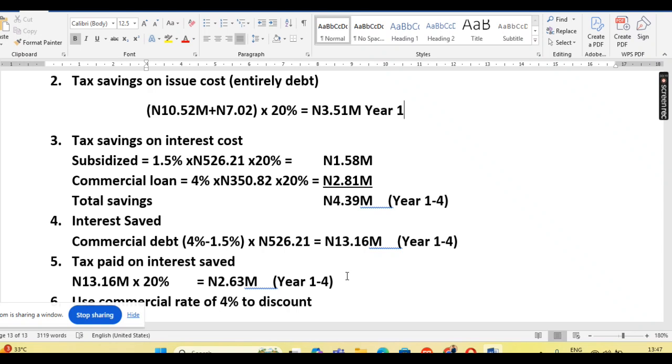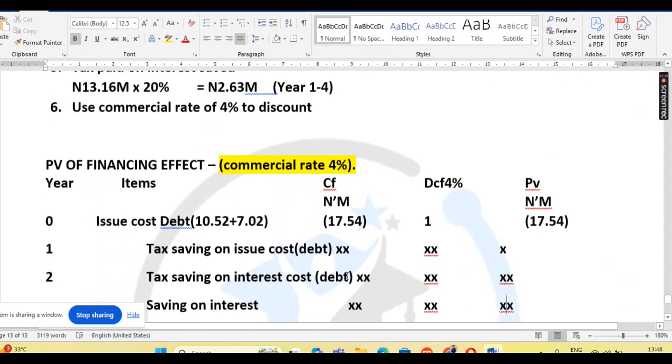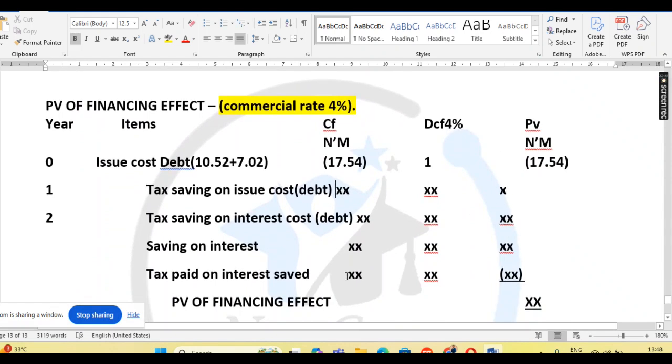But in this question, we're told that the project is entirely by debt. So we used to use commercial debt because we have the equity issue cost and the commercial issue cost. Is that not so? Since we have the issue cost on both the subsidized as well as the commercial, the issue cost will be on the two debts, entirely by debt. So what is the issue cost figure? Issue cost, quickly, class.